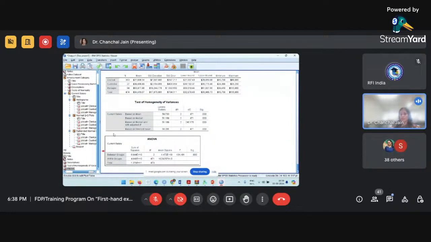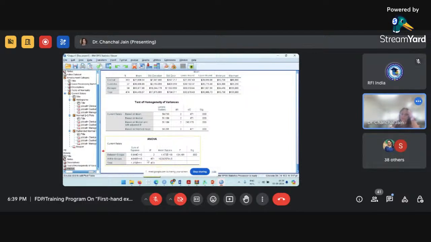Now, coming down, looking at the ANOVA table, you can see the same table I have shown you when I was talking about the manual procedure. There you can find sum of squares, degrees of freedom, mean square, F value, and significance value. The sum of squares divided by the degrees of freedom will give you the mean square.